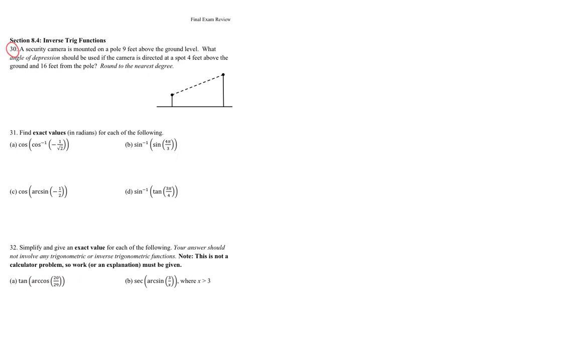A security camera is mounted on a pole 9 feet above ground level. What angle of depression should be used if the camera is directed at a spot 4 feet above the ground and 16 feet away from the pole? So that means that this triangle here, if I draw it, this distance is going to be 16 still, but this distance is going to be 5 because I'm doing that little line there, which is 9 minus 4.